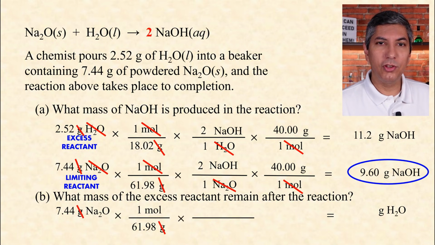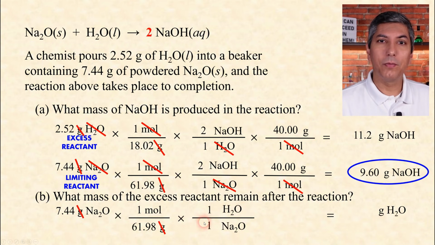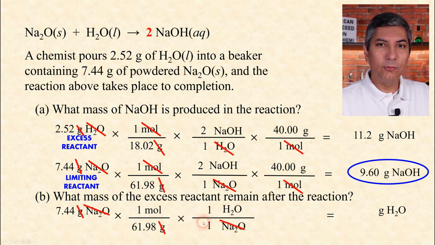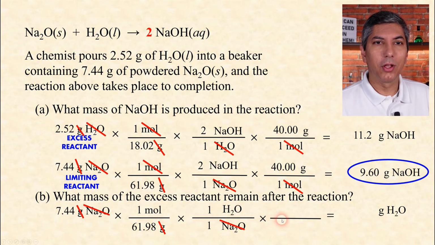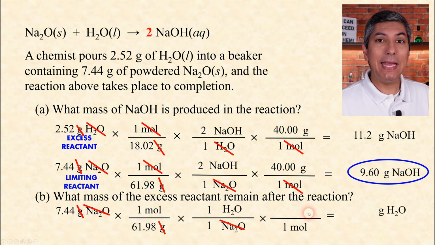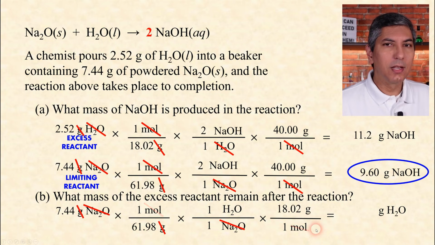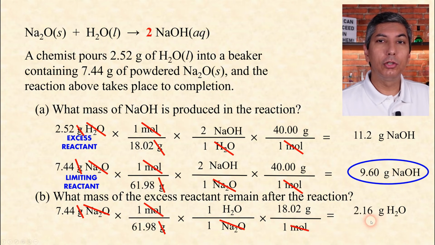Step 2 is the mole ratio. This time, sodium oxide goes on the bottom and water goes on top. According to the balanced equation, it's a 1-to-1 ratio. We cancel sodium oxide, and finally, we convert to grams. 1 mole on the bottom, and there are 18.02 grams in 1 mole of water. So this tells us we're actually going to use 2.16 grams of water.